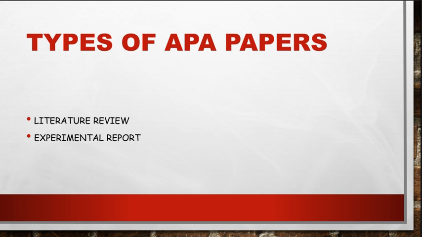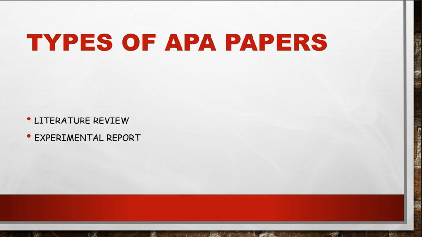There's two types of APA papers. The first one is a literature review, or you may hear it called review of the literature. And that is a critical summary of what the scientific literature, remember we talked about those peer-reviewed journals, and those are very important in a literature review, has to say about whatever your specific topic or question is.